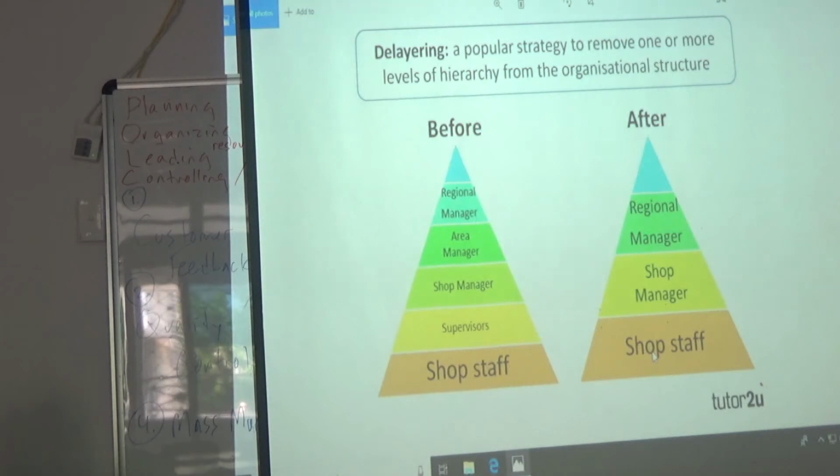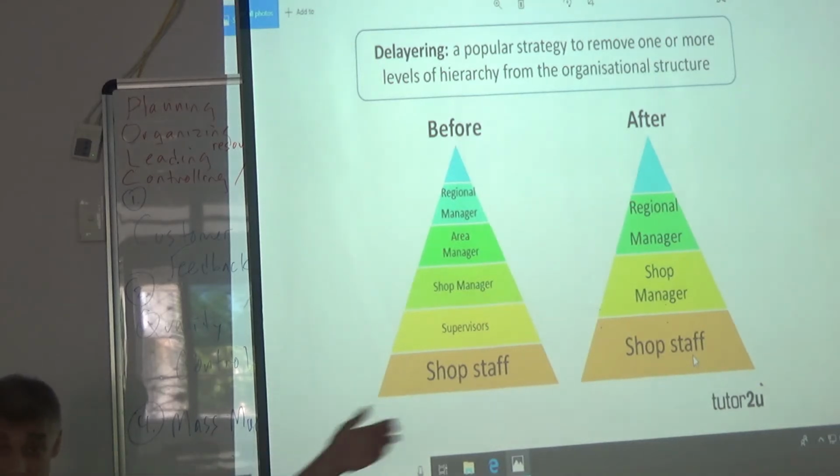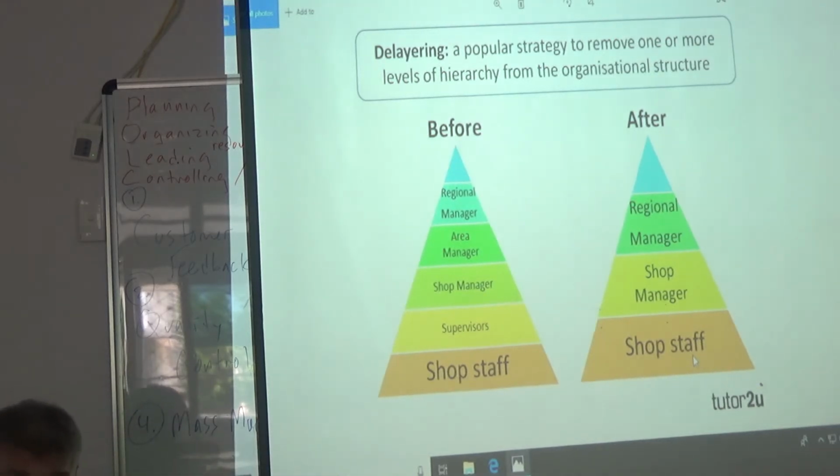So now the shop manager might have 3 supervisors here, and then each supervisor has 5 shop staff. But now the shop manager just manages 15 shop staff. So their span of control is wider. They have more employees under them.